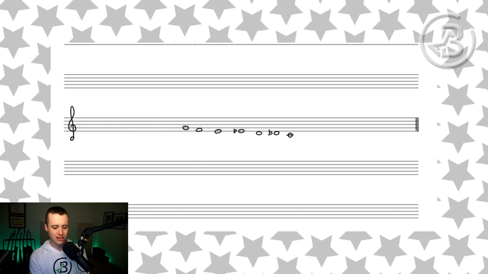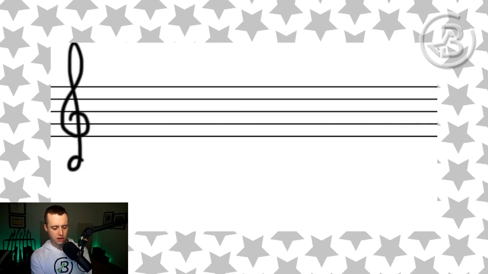Now I'm going to demonstrate an ascending and descending G chromatic scale. I'm going to start on G3 for my ascending G chromatic scale. Start on a G. Again, I'm just going to use whole notes for simplicity. And remember, we're using flats. So the next note, one half step up, is going to be A flat.